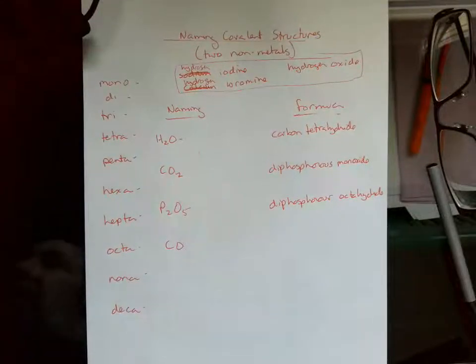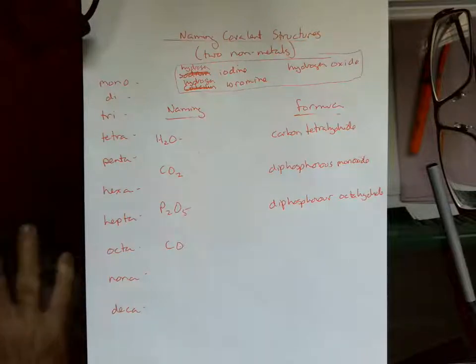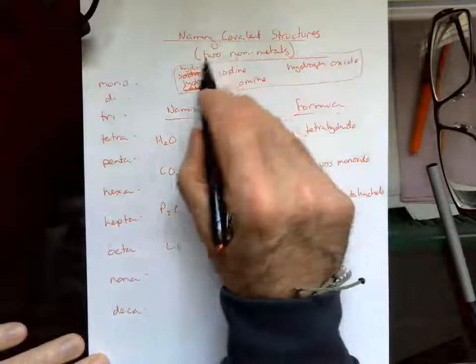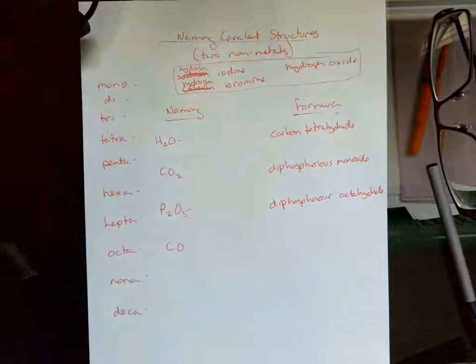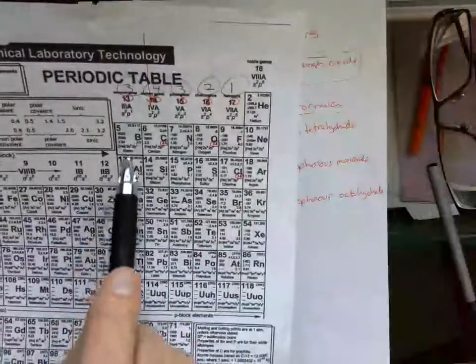Hi folks, this is the first video of 3 today, and it's going to be naming covalent structures. So covalent means that we have two nonmetals. Remember, when you take a look at the periodic table, what we're looking at is anything to the right of this step ladder that goes down right here, plus hydrogen.